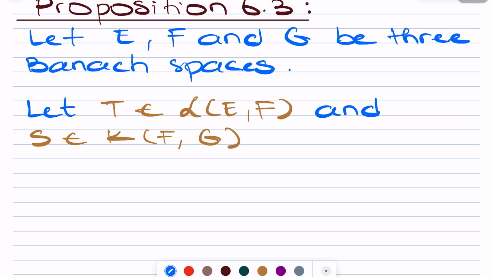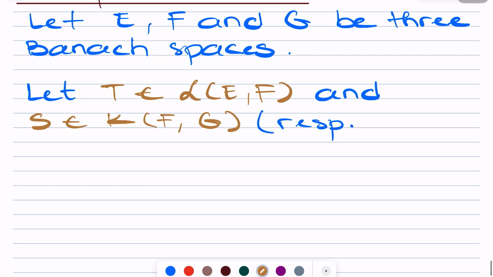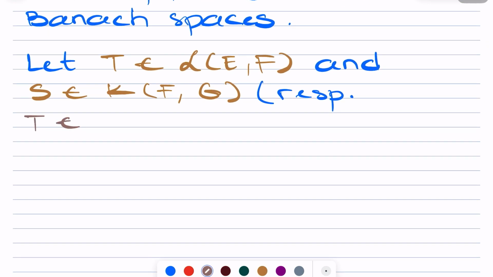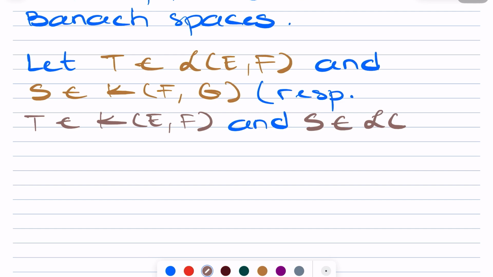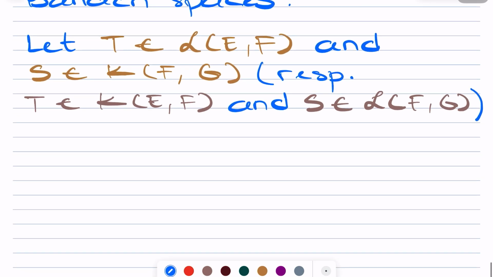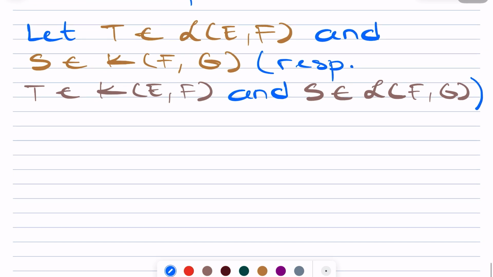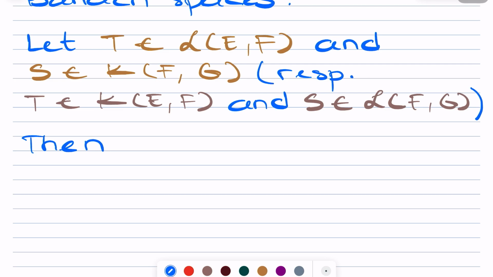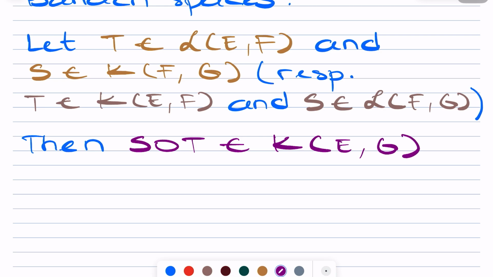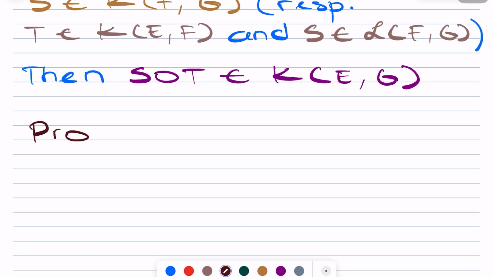Of course, respectively, T could be, instead of being a linear bounded operator, a compact operator from E to F, and S a linear bounded operator from F to G. So if T and S are chosen to satisfy these properties, then S composed with T is a compact operator from E to G.